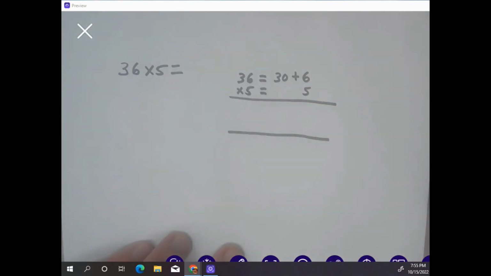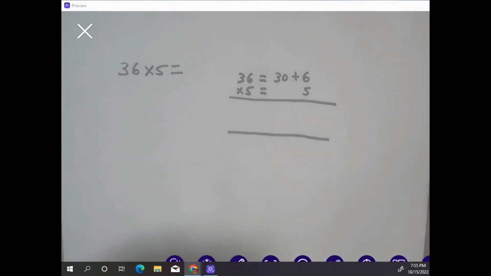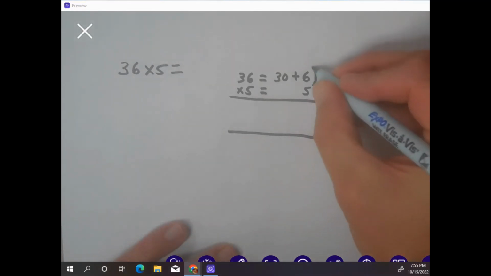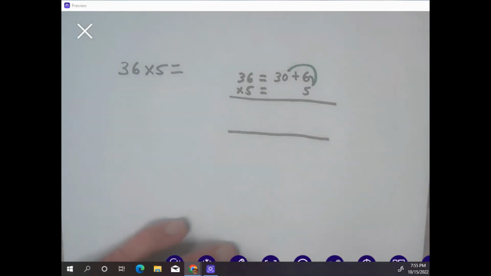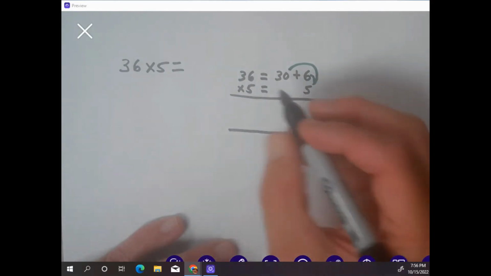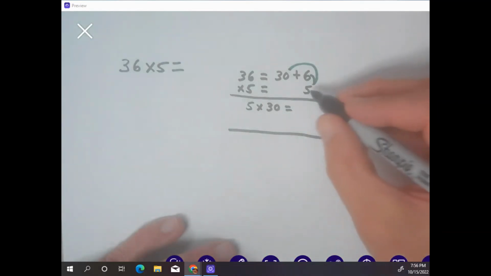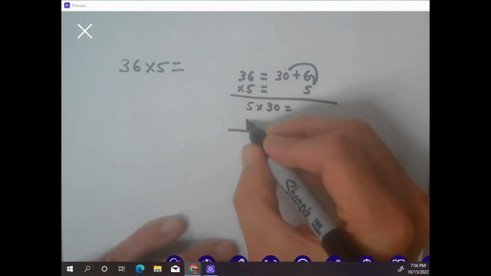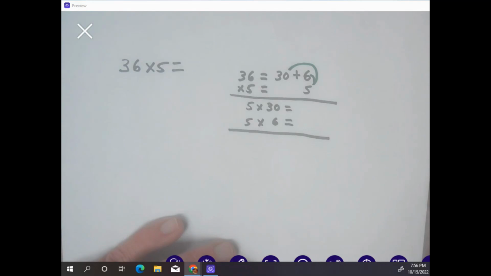Then we're ready to do the multiplication. Because it's 2-digit times 1-digit, we're going to do 2 multiplication problems here. And maybe you've already gotten started on that. I'll do little arrows like they did in our math book. We're going to do 5 times 30, and we're going to do 5 times 6. Those go between these two lines. So the first one is 5 times 30 equals, and then the other one is 5 times 6. Then I'm going to go ahead and multiply those two.